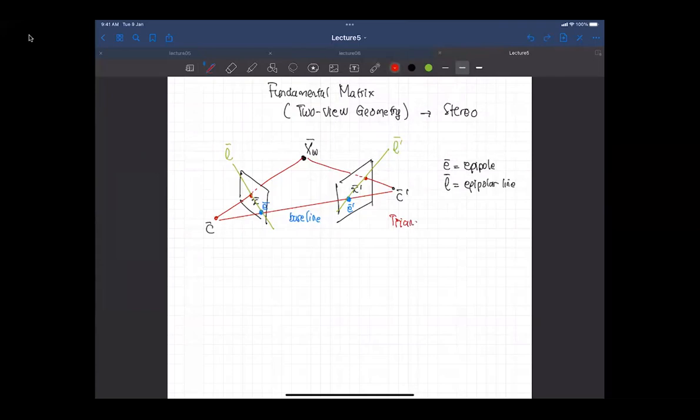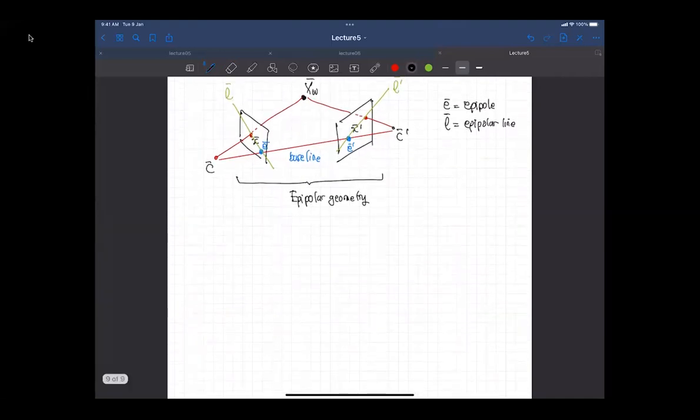Well, you know what I mean, right? I don't know how to write this, but anyway, that's not important. The important thing is that this whole thing here is called epipolar geometry. The whole concept here is called epipolar geometry.